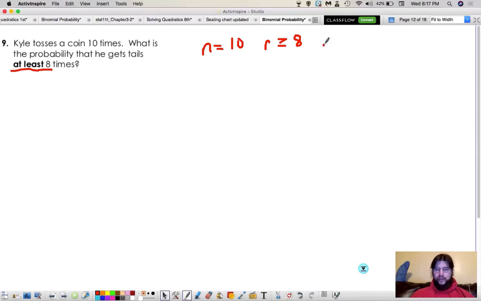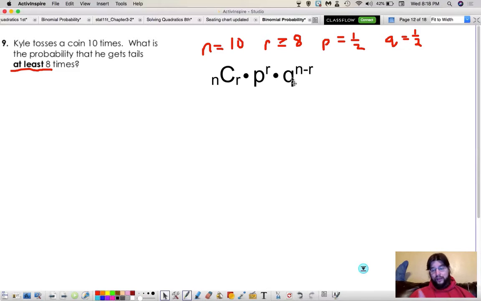And p is a half, right? It's a coin. q is a half also. I'm going to do this problem by hand, and then I'll make a chart with you to see how to use a calculator. It requires a little bit of thinking on how to use the calculator for these. Now, at least 8, what does that really mean? It means it could be 8, it could be 9, or it could be 10.